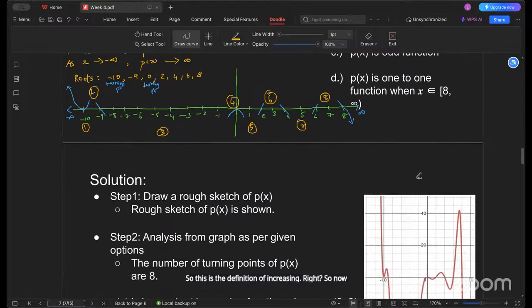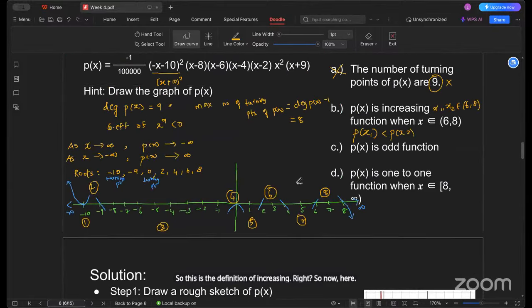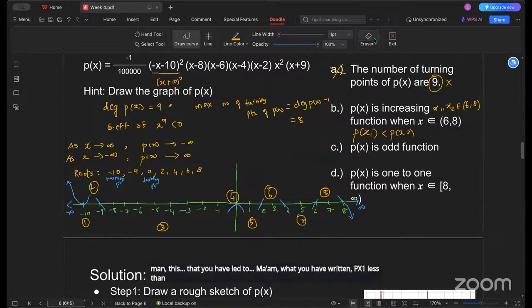Ma'am, between 6 and 8, one question. The 6 and 8, we will consider it as a closed interval? No, because here it is an open bracket, it is an open interval only. When you have square brackets, it is a closed interval. Ma'am, what you have written, p of x1 less than p of x2, that is for strictly increasing, no? Here it is increasing, so there has to be an equal sign also. Okay, let's take equal to.